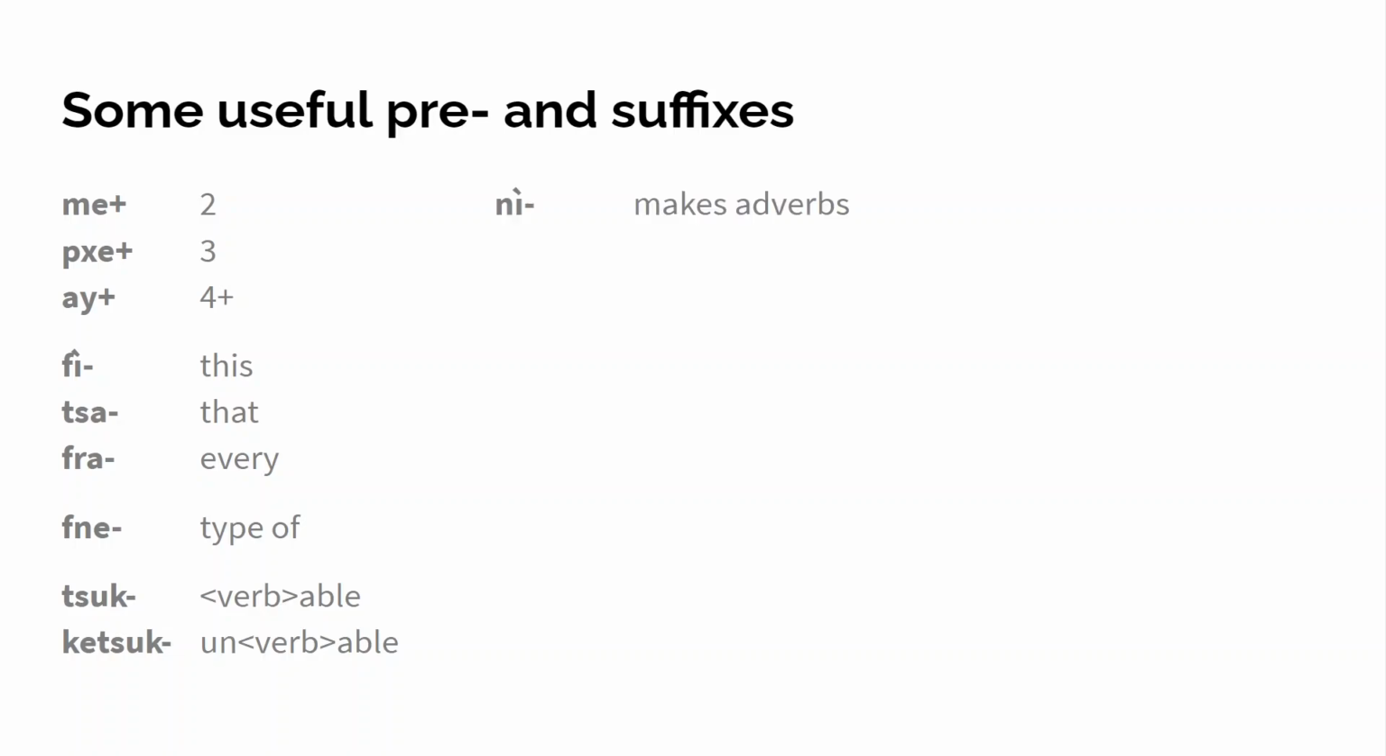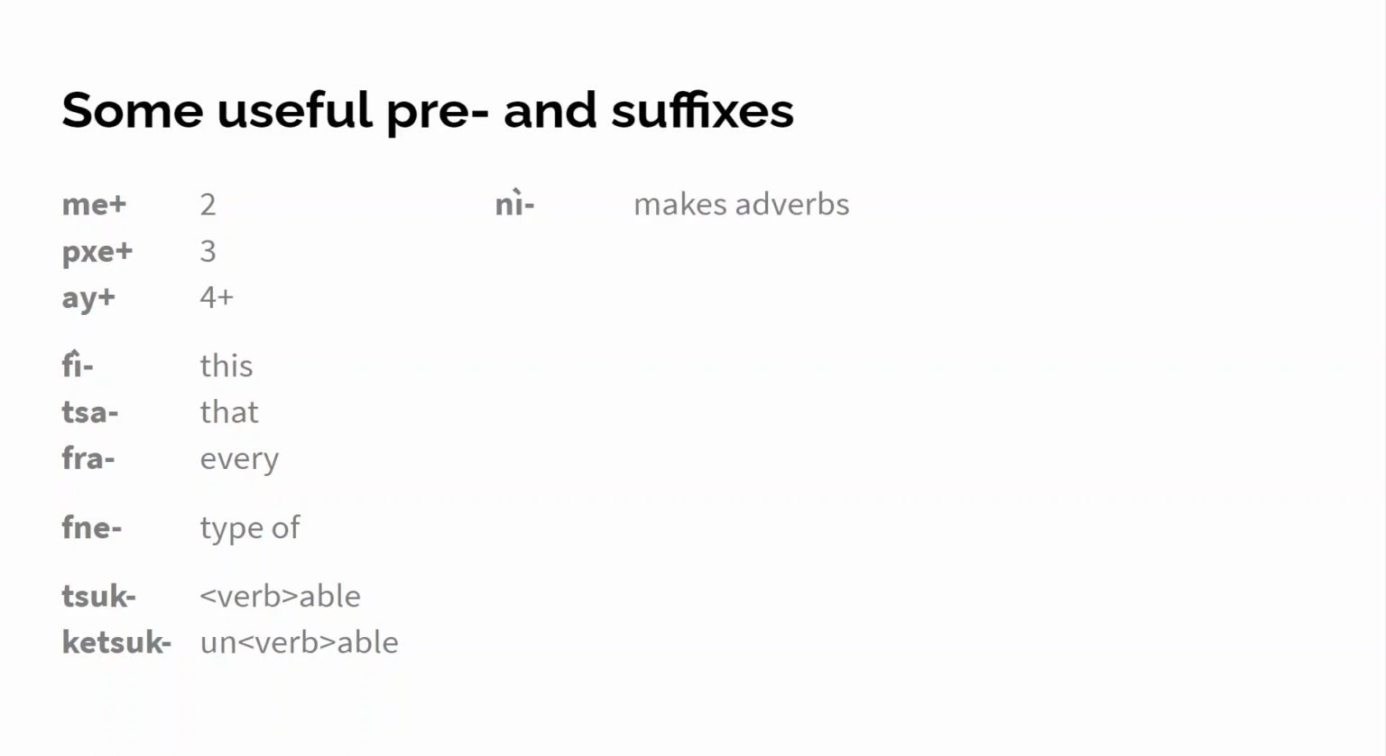Fe and za are very important, this and that, you see them everywhere in Natvi. Fra would mean every. All of these can be combined with the i, and fe and za also with the dual and the trial. Fne is a type of. Zug is verbable. Ke-zug is unverbable. So for example, zug yom would be edible, from yom, to eat. Ke-zug yom would be unedible, again from yom, to eat. These words then become adjectives.